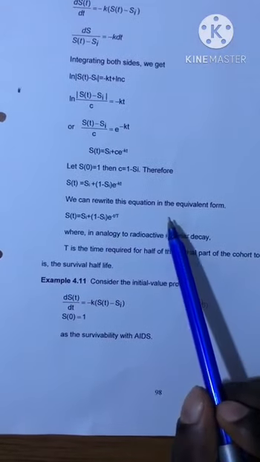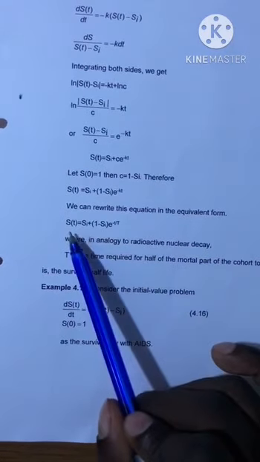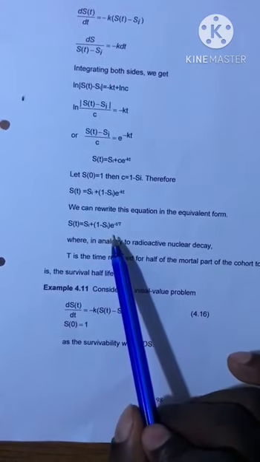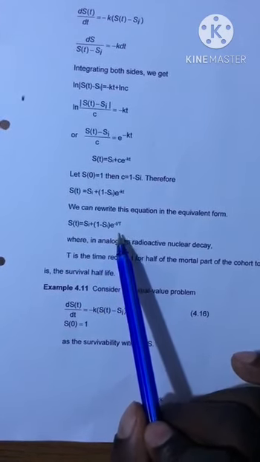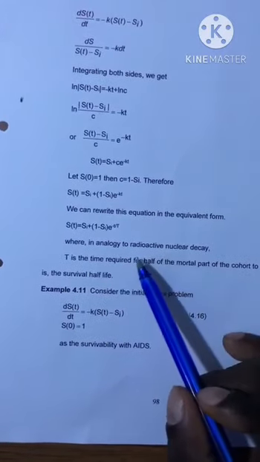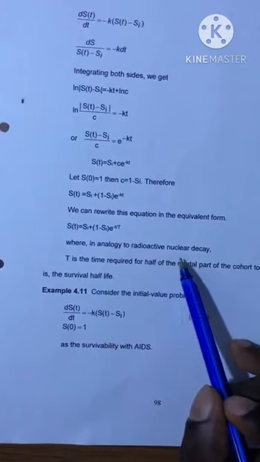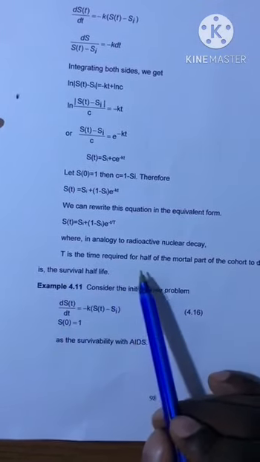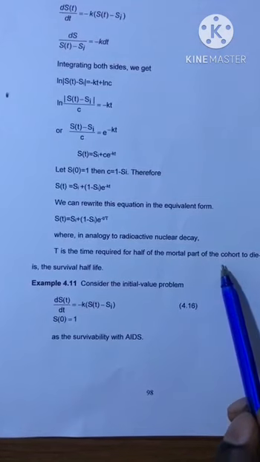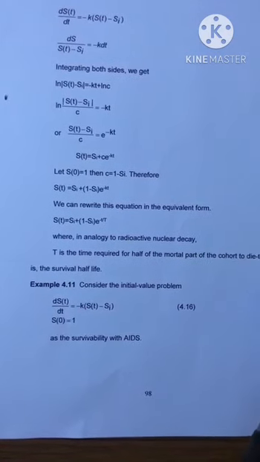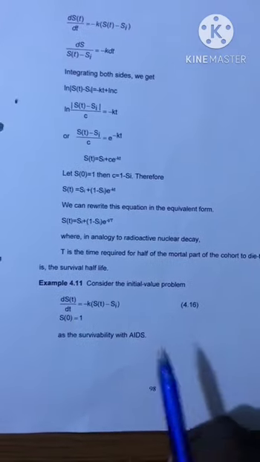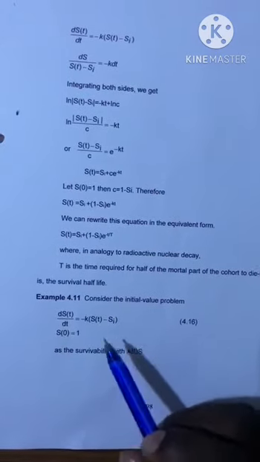Therefore, S(t) is equal to S_i plus (1 minus S_i) e^(-kt). We can rewrite the equation in the equivalent form S(t) equals S_i plus (1 minus S_i) e^(-t/T), where, by analogy to radioactive nuclear decay, T is the time required for half of the mortal part of the cohort to die, that is, the survival half-life. Now we have another example.